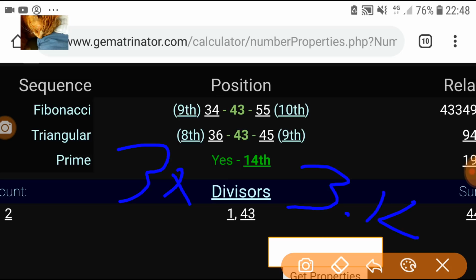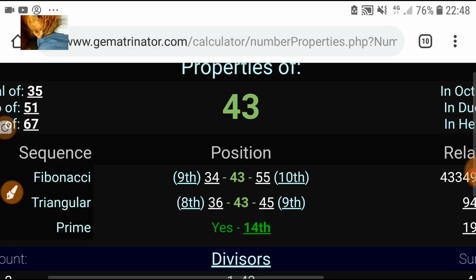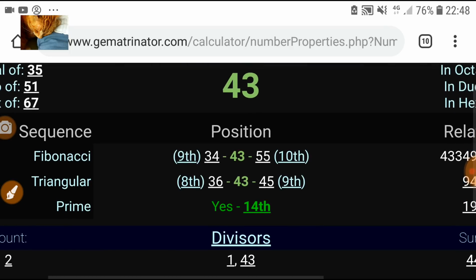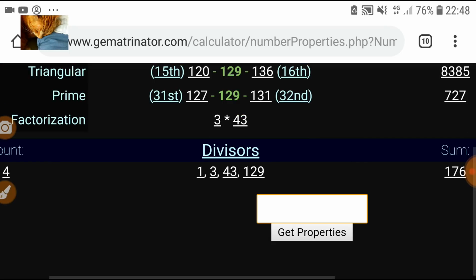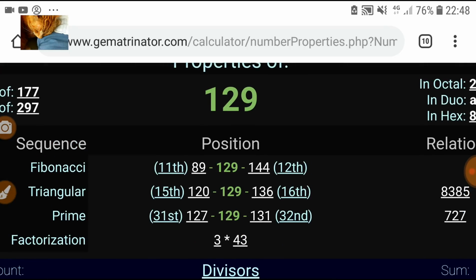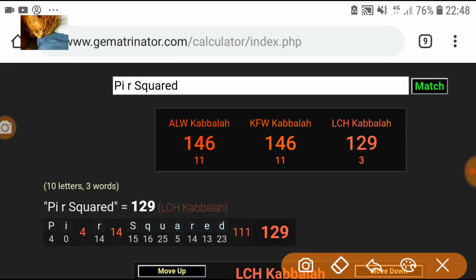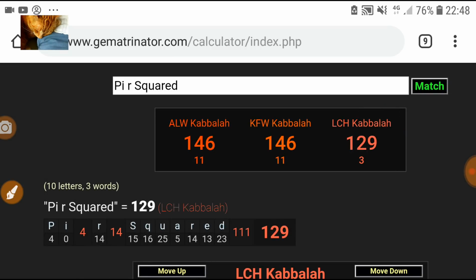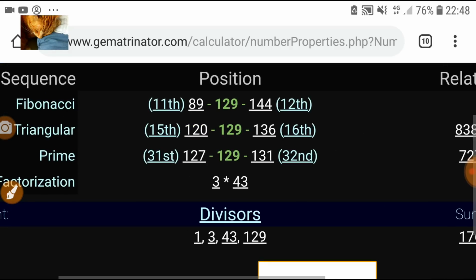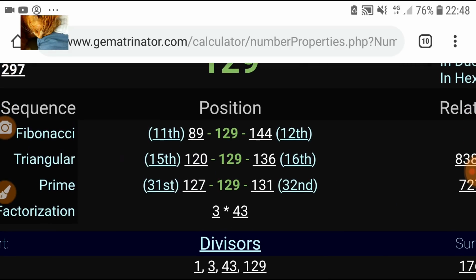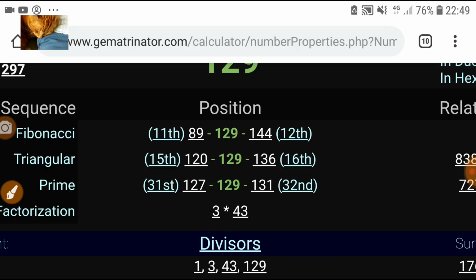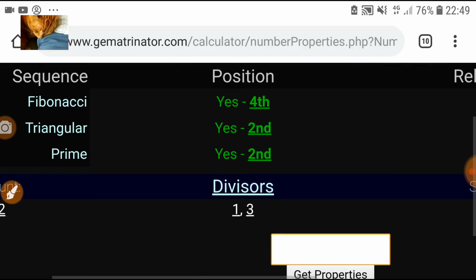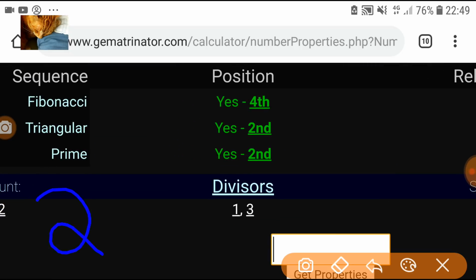314. 3 times 43. It's 129. The LCH. Just a reminder, so we've got 3 times 14 for 14th prime with 43, 314 pi. Just a reminder that 3 is a prime as well, it's the second. So you've actually got 2 times the 14th prime.